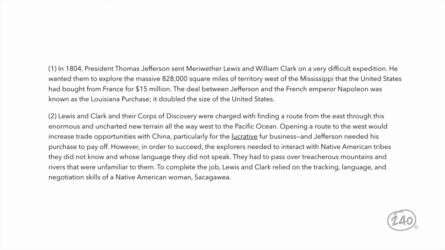Lewis and Clark and their Corps of Discovery were charged with finding a route from the east through this enormous and uncharted new terrain all the way west to the Pacific Ocean. Opening a route to the west would increase trade opportunities with China, particularly for the lucrative fur business, and Jefferson needed his purchase to pay off. However, in order to succeed, the explorers needed to interact with Native American tribes they did not know and whose language they did not speak. They had to pass over treacherous mountains and rivers that were unfamiliar to them. To complete the job, Lewis and Clark relied on the tracking, language, and negotiation skills of a Native American woman, Sacagawea. Pretty informative.